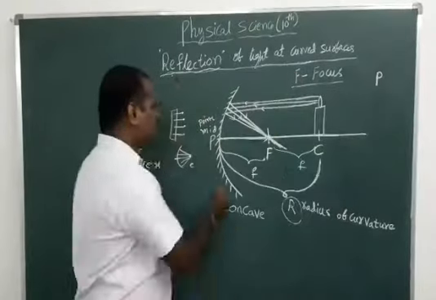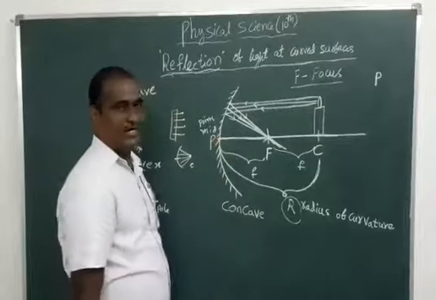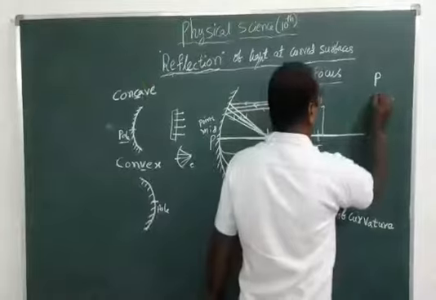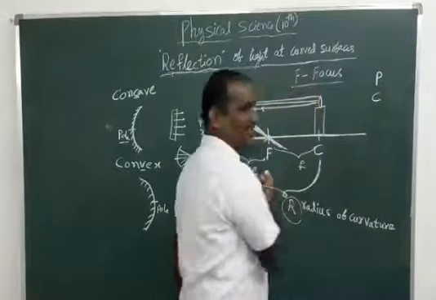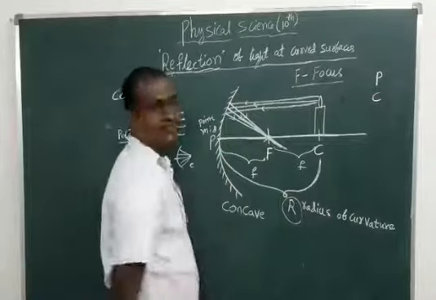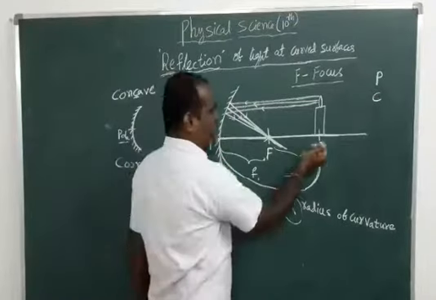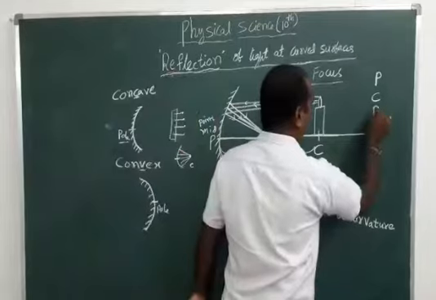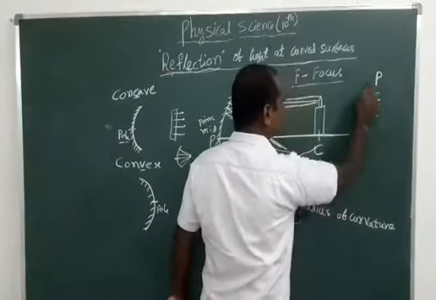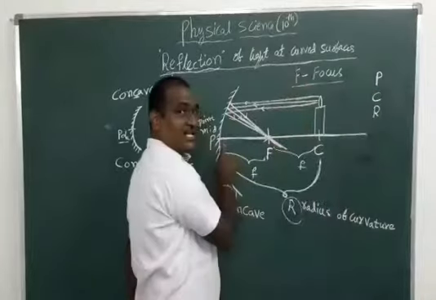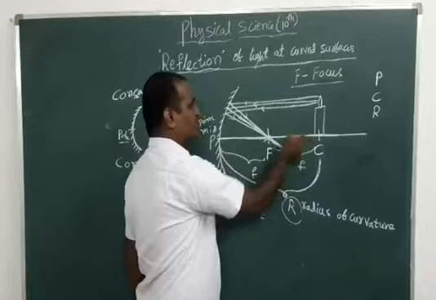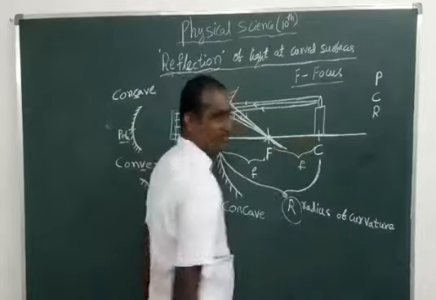Pole means exactly the mid part or midpoint of the mirror. Second, center of curvature. In the previous activity only, we found the center of curvature. By using these two, third one we found. What is that? Radius of curvature. By using a scale, if you measure the distance between pole to center of curvature, this length gives us the radius of curvature.